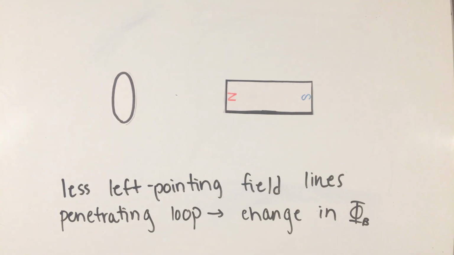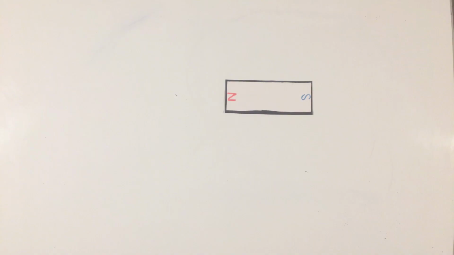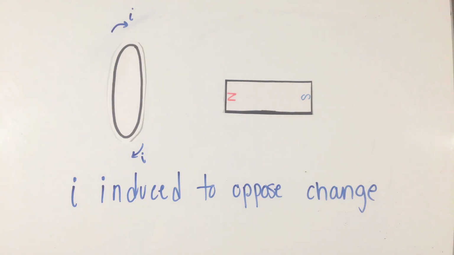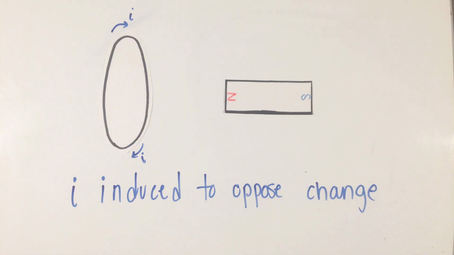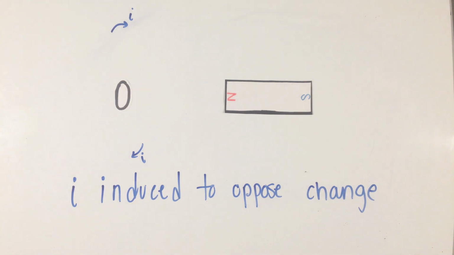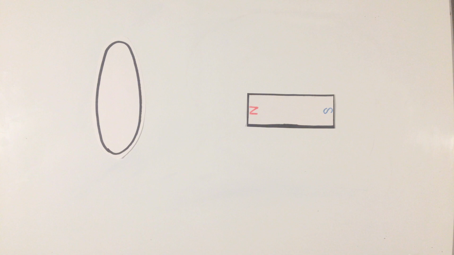Another way to change the flux through the loop is to change the area of the loop itself. So in this situation, if the area of the loop were to gradually decrease, the induced current would try to make up or restore the field lines that used to penetrate the area, leading to a current in this direction here. Finally, because the magnetic flux involves a dot product between two vectors, changing the orientation of either the area or magnetic field will also induce a current in the loop.